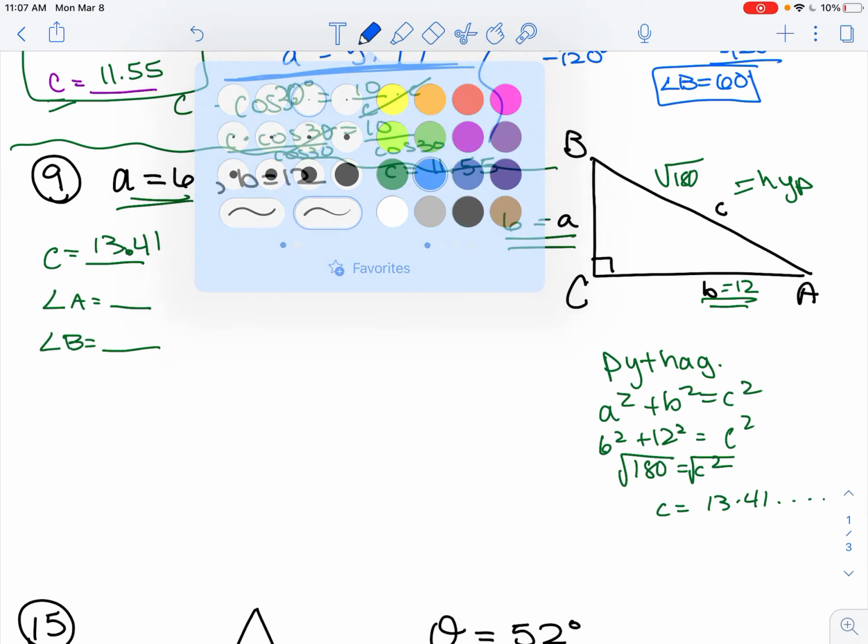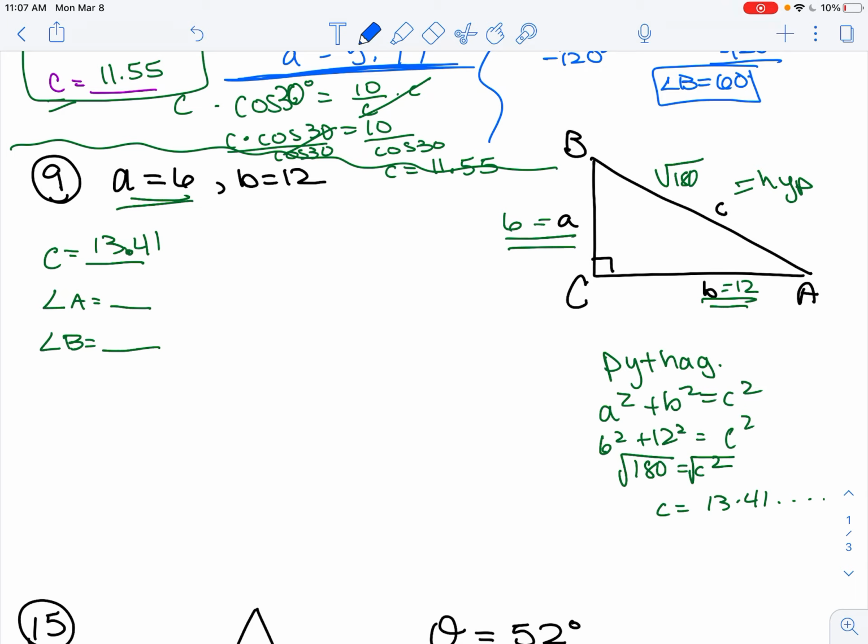Because when I'm looking for the angles, I'm going to need that perfect side, or maybe not. I don't know. We'll see. If we're looking for angle A, let's mark it off right here. I don't know what it is. Looking from here, let's label what we've got.